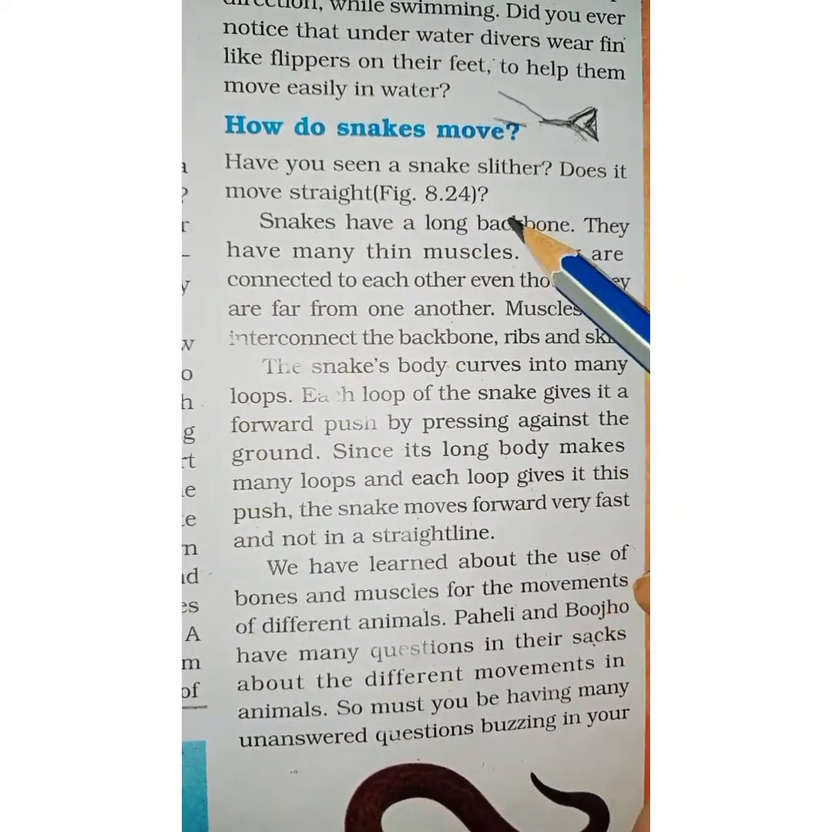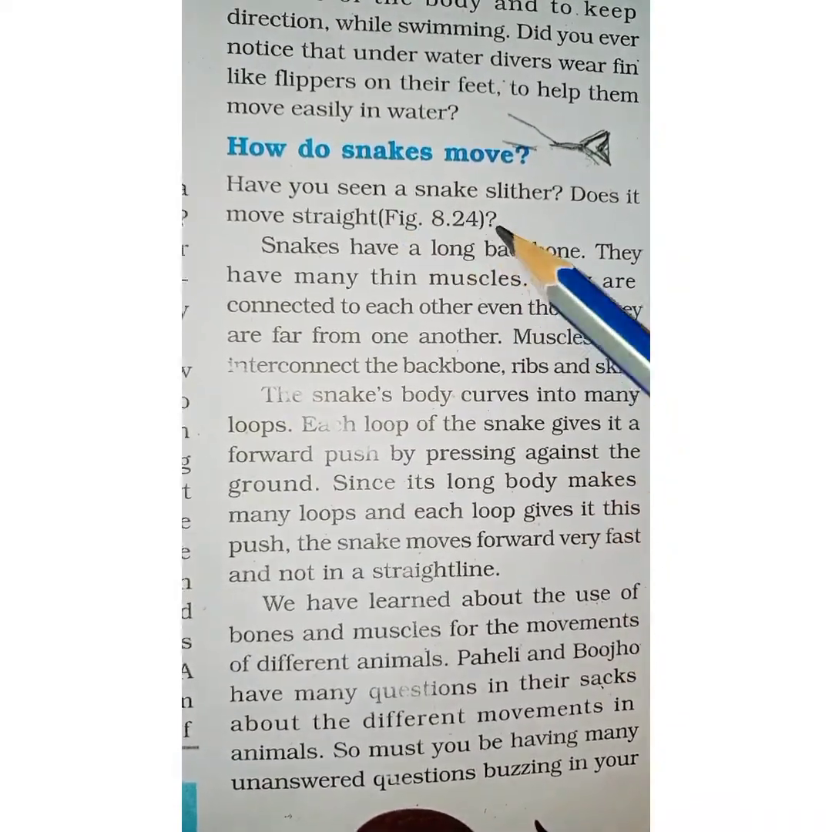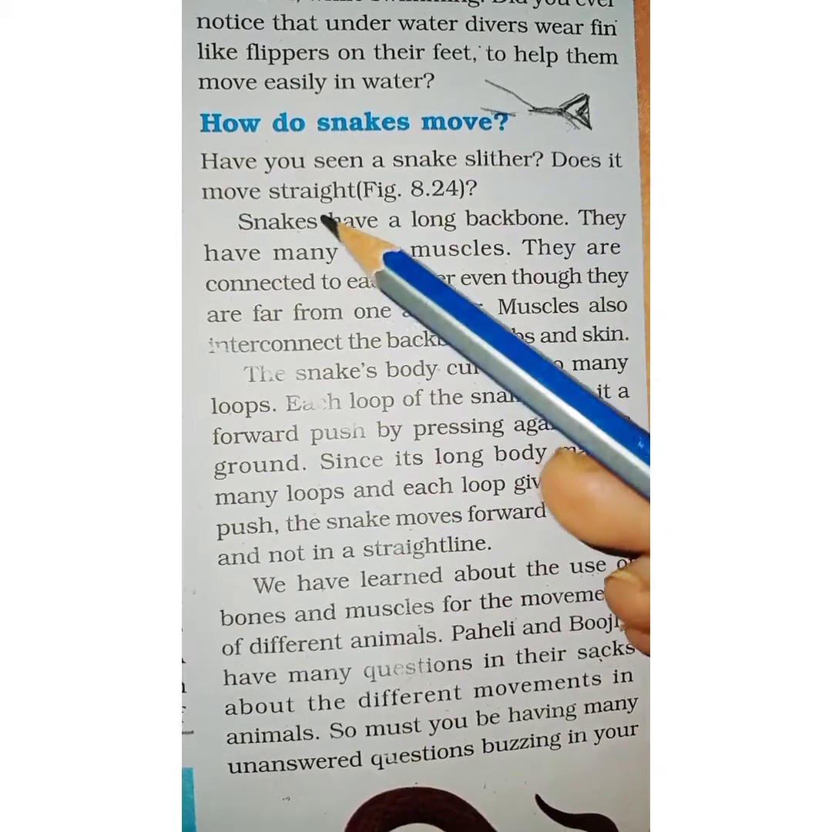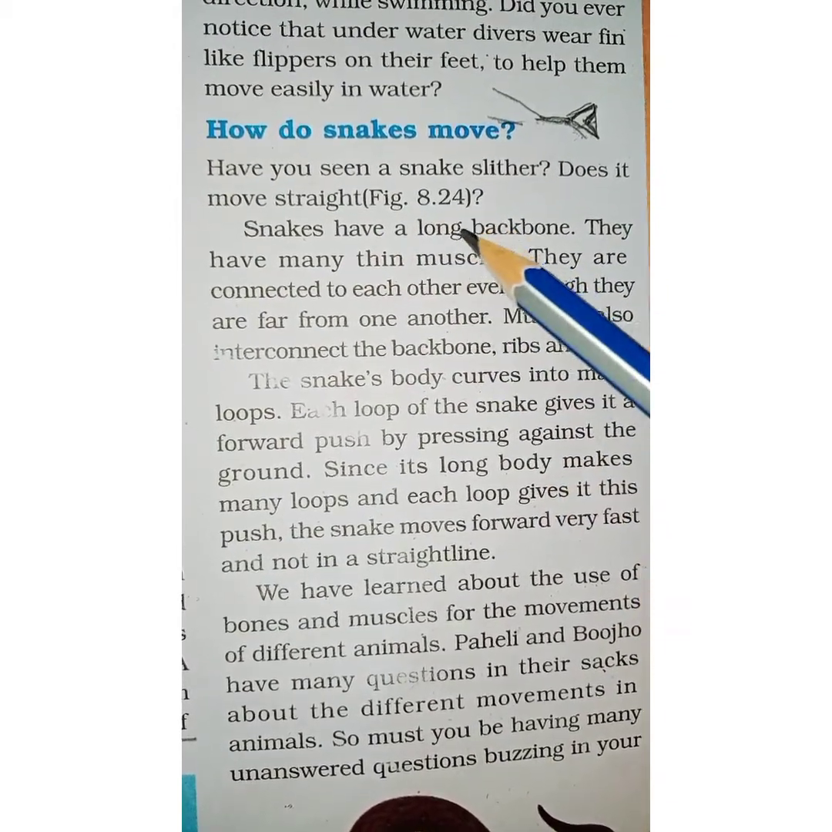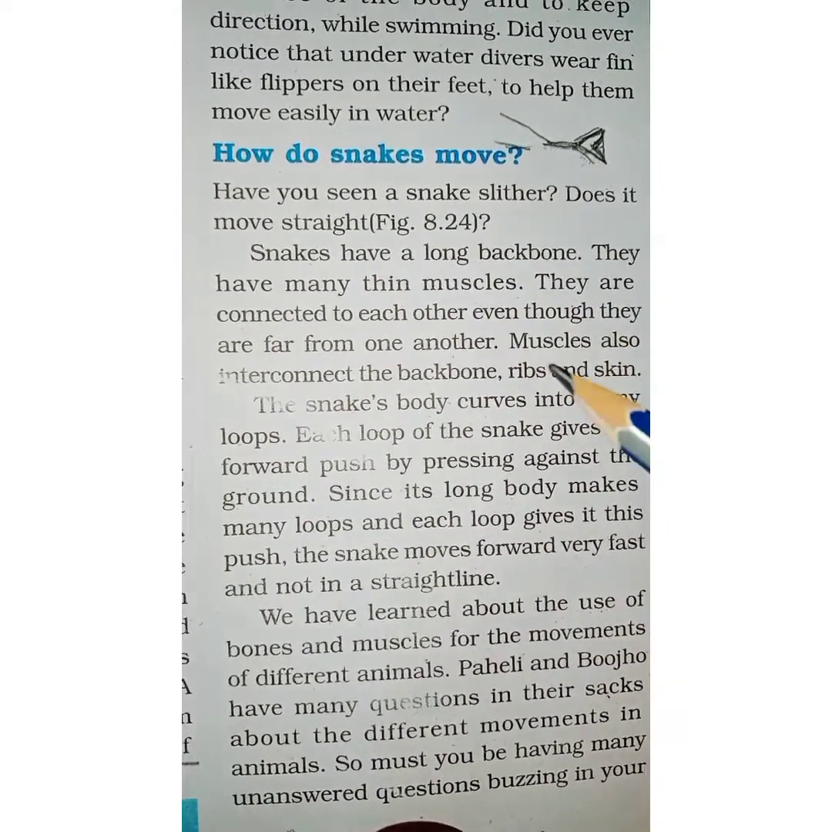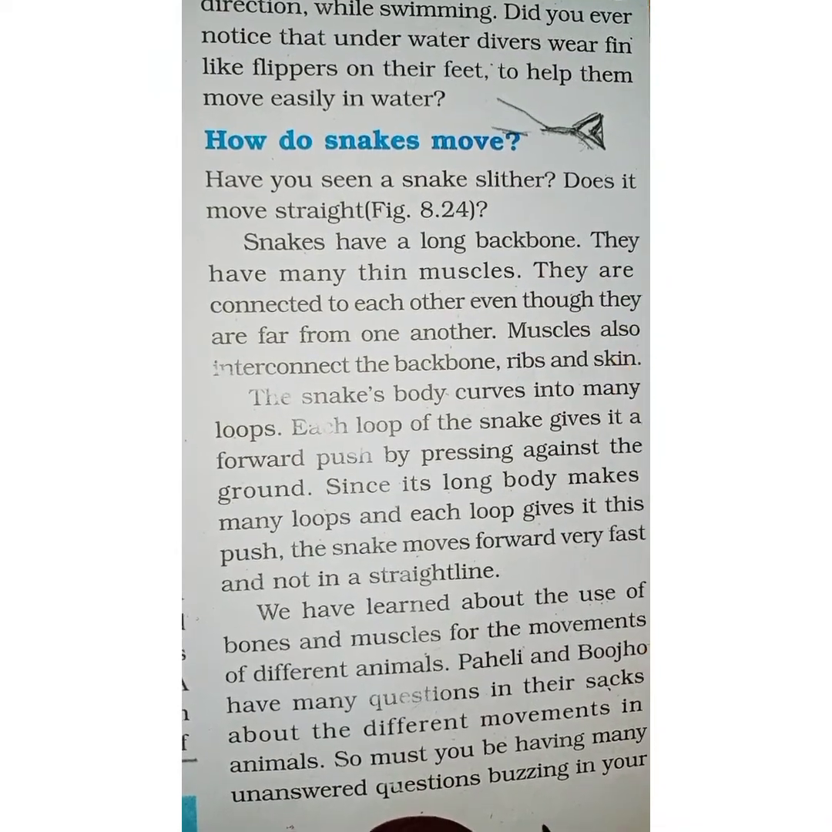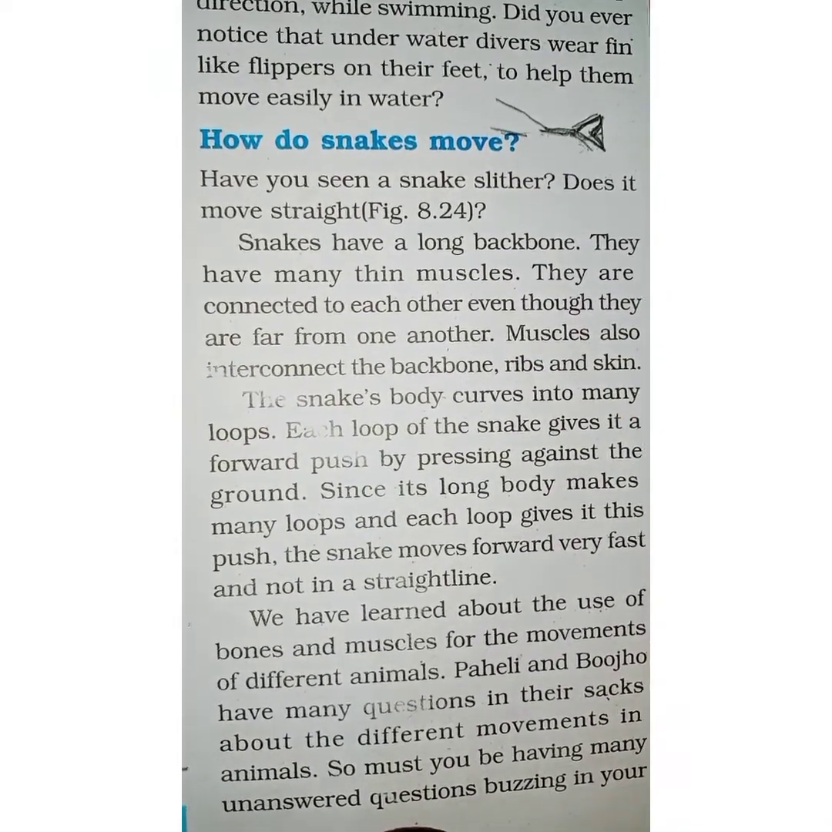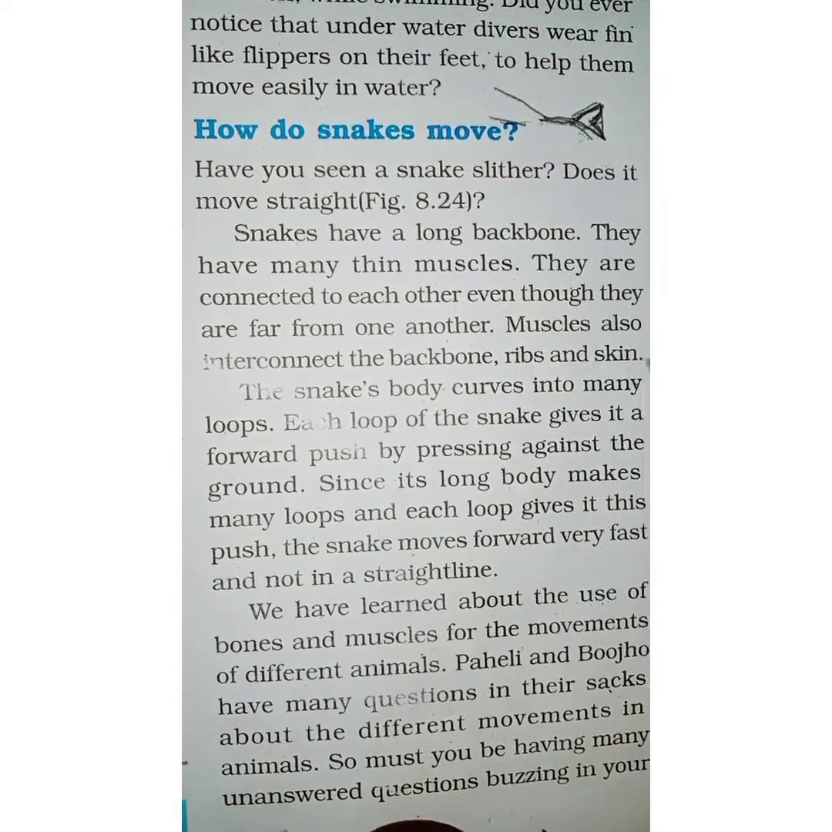So how do snakes move? Have you seen a snake slither? Does it move straight? You might have observed the snake. It will slither, isn't it? And it will not move in a straight direction. Yes, the movement of the snake is not straight.